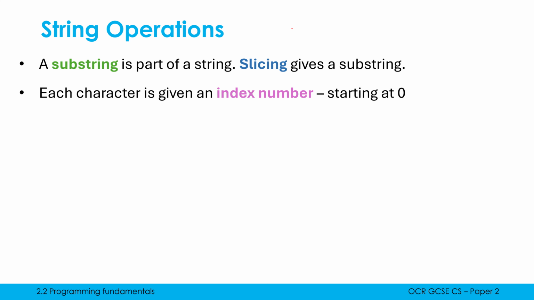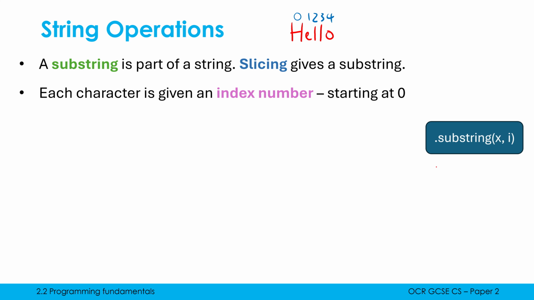To give an example of what I mean, if hello is my string, each character has an index number. This is the position of the character, and it starts at 0. So H has an index number of 0, E is 1, the first L is 2, the second L is 3, and the O at the end is 4. Now, these two bullet points are important to be able to understand how we use these three tools, which are available in the OCR ERL language.